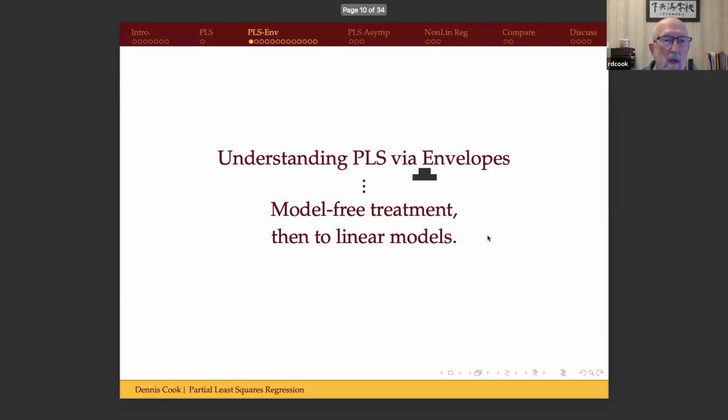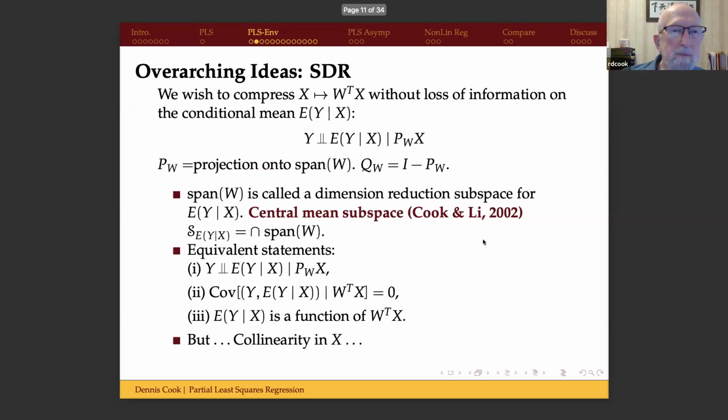So what comes next? Now we're going to go to some of the questions I think that people have in the back of their mind. Understanding partial least squares via envelopes: we'll start with a model-free treatment, and then eventually specialize to linear models. The way I'm presenting this now didn't come about until 2021, 4 years ago. So this is relatively new stuff, and it's not normally associated with partial least squares.